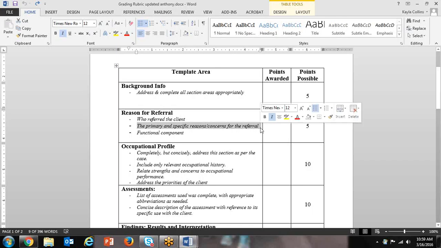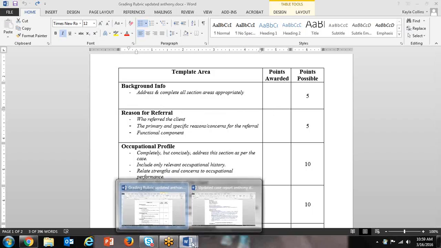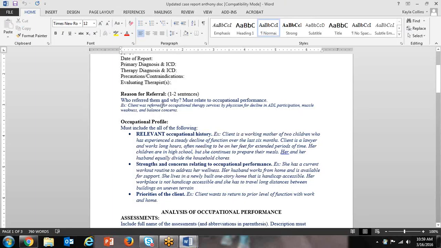For issues with handwriting, for issues with performing at grade level, and the functional component. So it should read something along the lines of client was referred to occupational therapy services by the physician, that's who referred them, for decline in ADL participation, that's why they were referred, specifically muscle weakness and balance concerns. So for Anthony, it may be something like client was referred for occupational therapy services by teacher for concerns about participating at grade level, handwriting, and coordination. Okay.